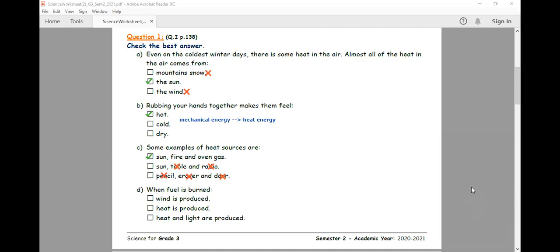Majd, when fuel is burned, when we heat fuel, like gas, like oil, gasoline, which energy is produced? Wind, heat, or heat and light? Heat and light are produced. Good job. And if you chose this answer, this will be correct, since I need the best answer.